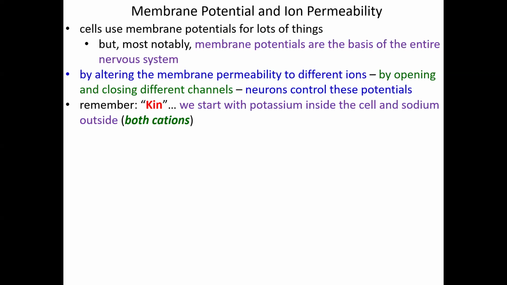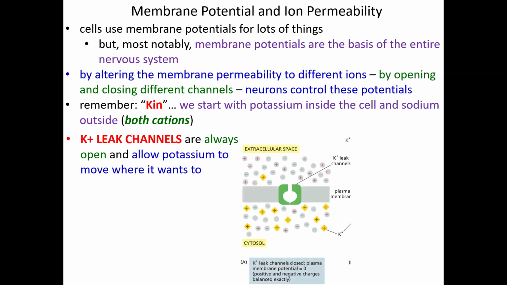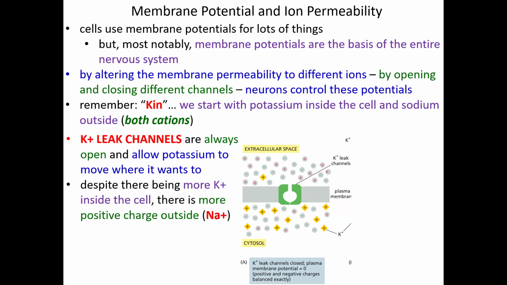Just a reminder of KIN, our nice mnemonic. Potassium, or K, is much more concentrated inside the cell. That's how we start. We start with potassium, even though it's a cation. We start with potassium inside the cell, and we start with sodium outside the cell. And most cells, including neurons, have what are referred to as potassium leak channels. They're called leak channels because they are meant to allow potassium to leak through them. Potassium leak channels are ungated, or at least they're always open. And because they're always open, they, in theory, potentially, allow potassium to move in whatever direction it wants to. But when a cell membrane is at rest, potassium doesn't move.